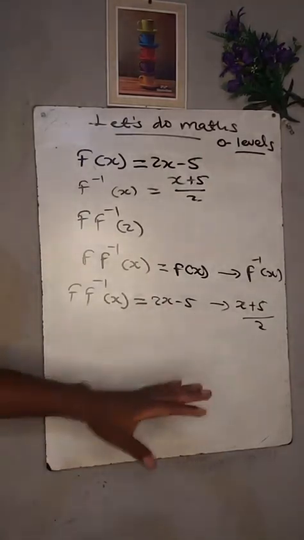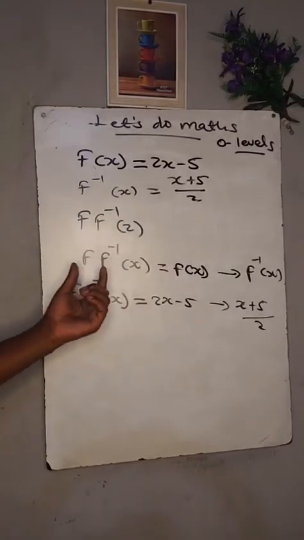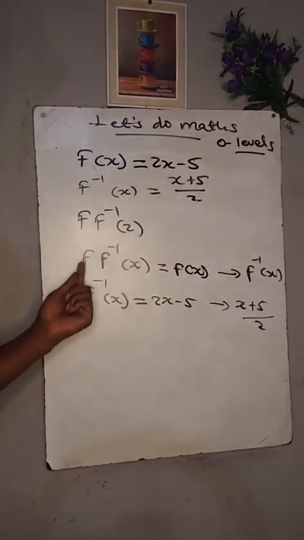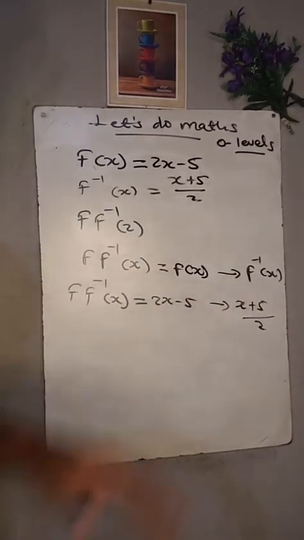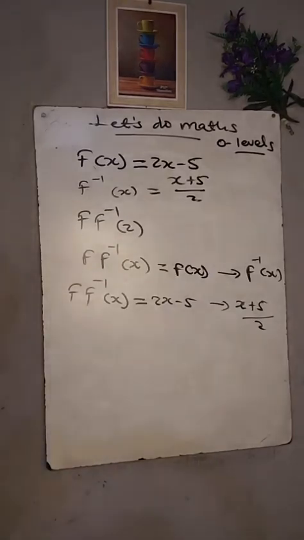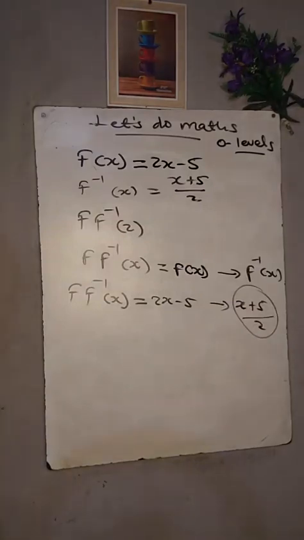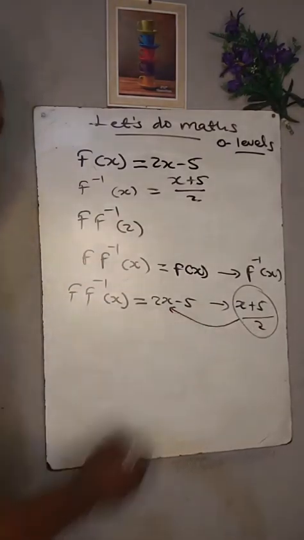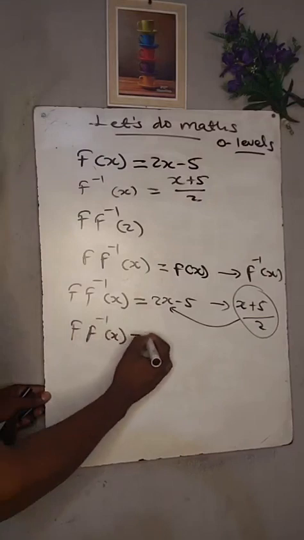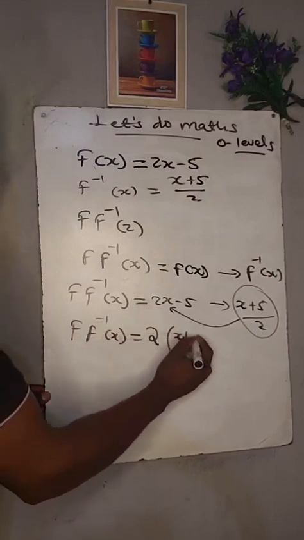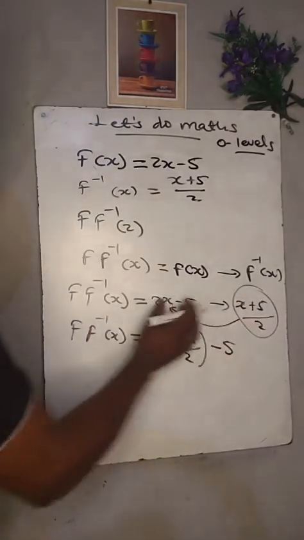After we do that, we have just replaced, we haven't done anything. We just split this thing because it's 2 in 1. It's a compound function. So there's f of x and the inverse of f of x. After we split them like this, the next thing we do is, in our first function, where there is x, we replace it with everything that is in the second function. So now we have f inverse of f of x is equal to 2, open bracket, x plus 5 over 2, minus 5. I've just taken all this and put it right here.